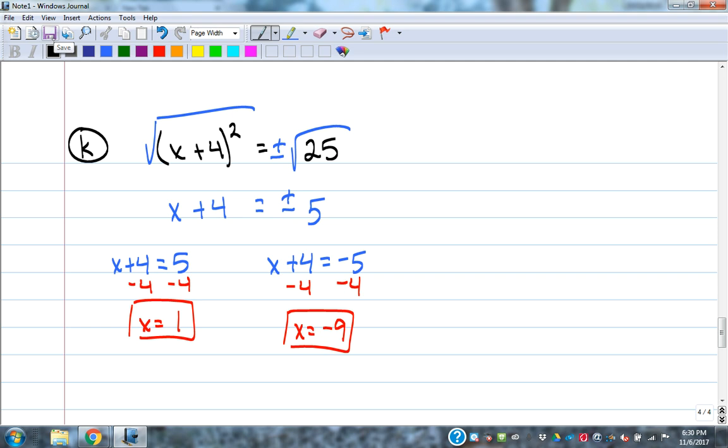If you plugged each of those in individually to the original problem, 1 plus 4 is 5. 5 squared is 25. That works. If I plug in negative 9, negative 9 plus 4 is negative 5. Negative 5 squared is also 25. So both of those work as answers for that. So a squared piece, you can get rid of that squared by taking a square root. Makes it a lot easier.